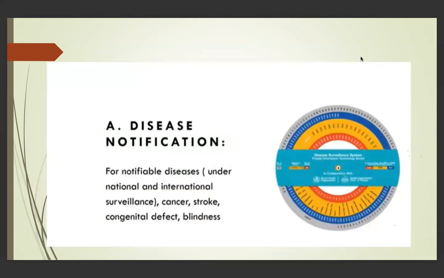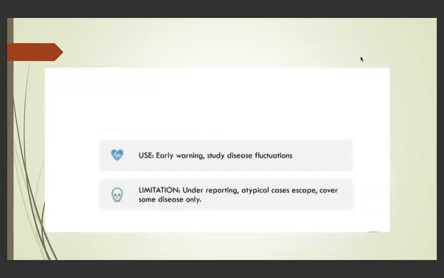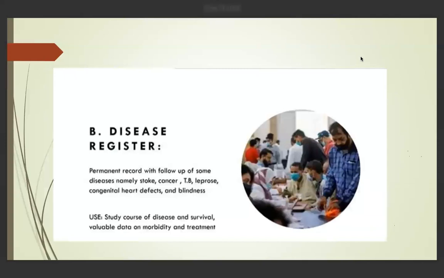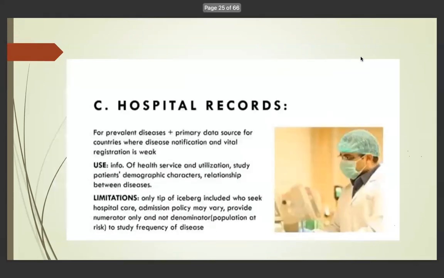The different sources would be disease notification for notifiable diseases under national and international surveillance, cancer, stroke, congenital defect, and blindness. The use is early warning and studying disease fluctuations, and the limitations include underreporting, atypical cases escaping, and covering some diseases only. Disease register: a permanent record with follow-up of some diseases, namely stroke, cancer, TB, leprosy, congenital heart defects, and blindness. The uses are to study the course of disease and survival, and valuable data on morbidity and treatment.